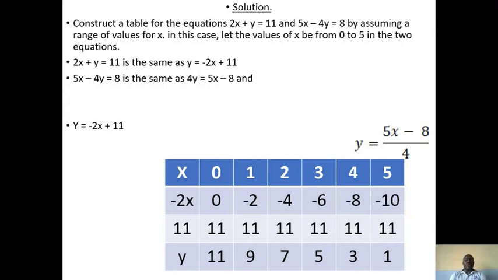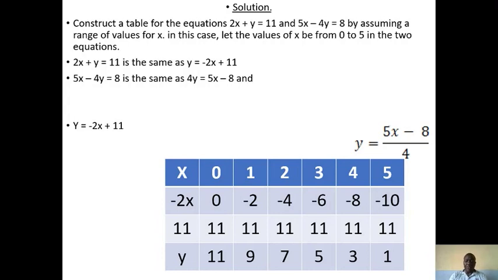To get the corresponding value for y, I add the column aspect of the formula, the value of minus 2x and the value of 11. 0 plus 11 gives us 11. Minus 2 plus 11 gives us 9. Minus 4 plus 11 gives us 7. Minus 6 plus 11 gives us 5. Minus 8 plus 11 gives us 3. Minus 10 plus 11 gives us 1. I hope the table is clear.